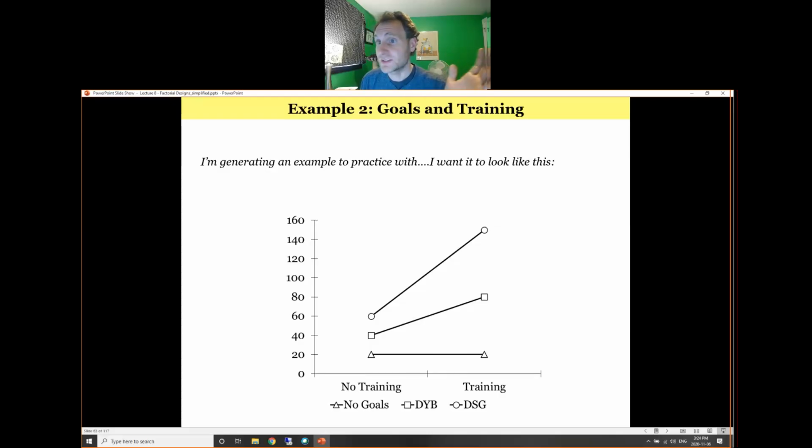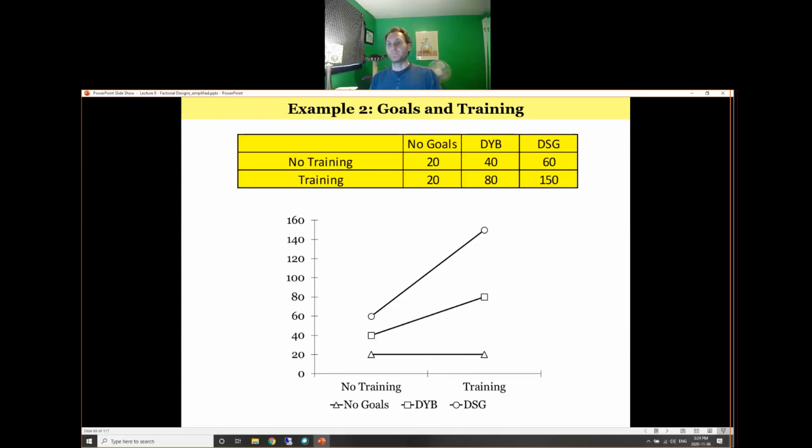So first things first, plot the data. That's the easiest way. You plot it to get it how you want it to look. What I did is I just started playing around with means in Excel and plotting this figure until I got it to look how I want. And I landed on these means for my 6 cells.